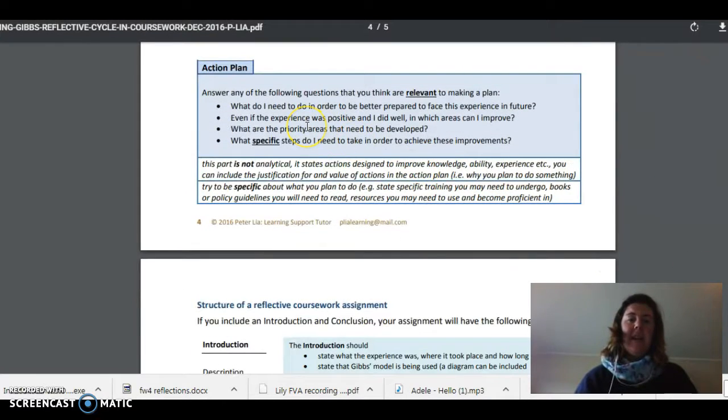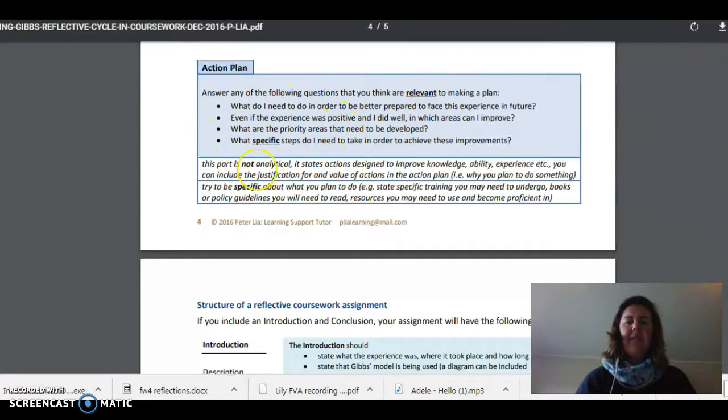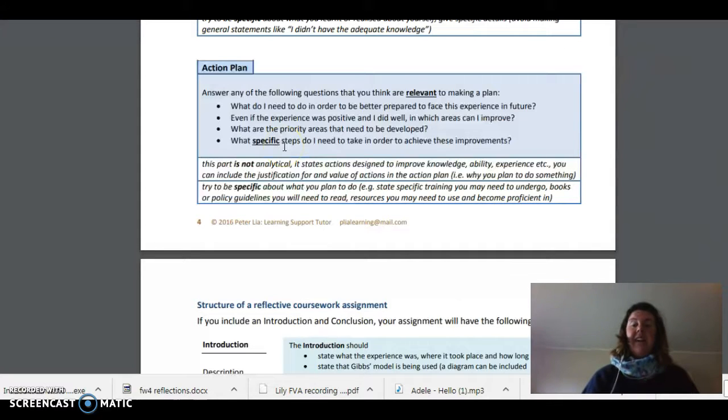Then within the action plan, this is what in education you'd normally say, next steps. So what do I need to do to get better? What do I need to do? What's my priority areas? And it's really helpful to be as specific as possible so that it's really clear. This part, again, is not analytical. You don't want to be in the action plan looking at the whys or the hows or the whats. You're just looking at the actual next step.